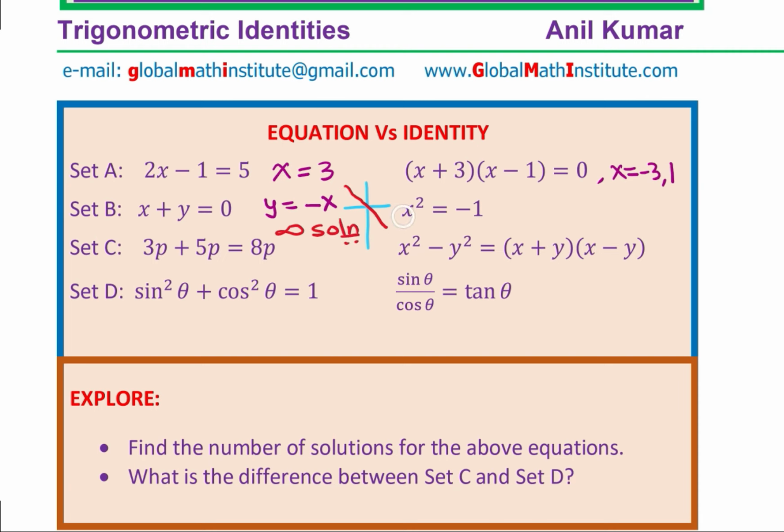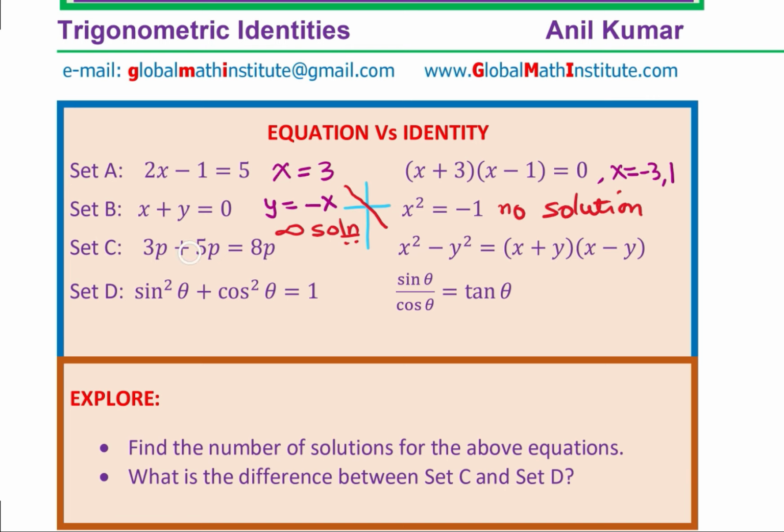Okay. Now next one. x square equals minus 1. Well, a square has to be positive, right? So in this particular case, we have no solution. Amazing. All our equations, mind it, all our equations but the first set have a limited number of solutions. The second set has either unlimited solutions or no solution, right? Perfect. Now let's look into set C and D.